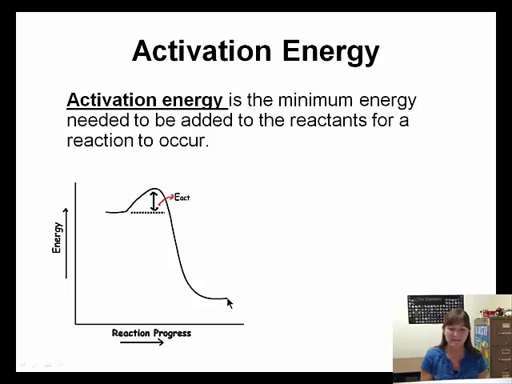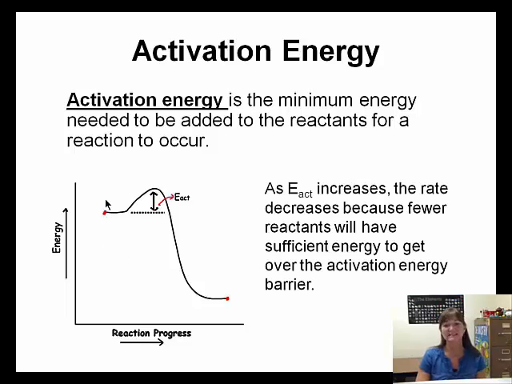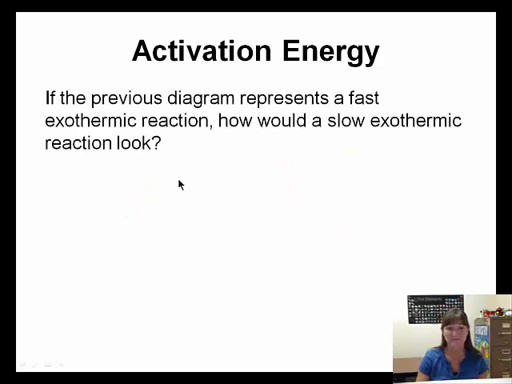We know that because the energy of the products is lower than the energy of the reactants. As the activation energy increases, another way to think of that is as the hump increases, the rate is going to decrease because fewer reactants will have sufficient energy to get over that activation barrier. You can usually tell from an energy diagram when reactions are slow or fast by the size of the hump. If I make the hump bigger, then that is a slower reaction. The lower the energy hump, the faster the reaction is going to be.